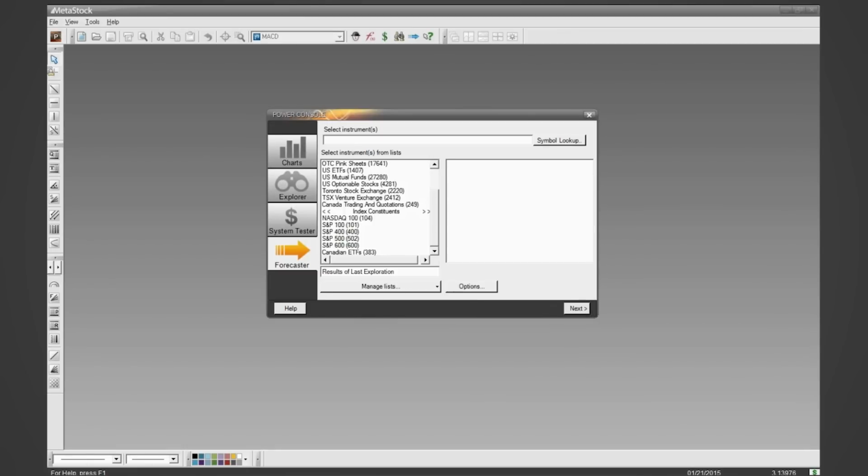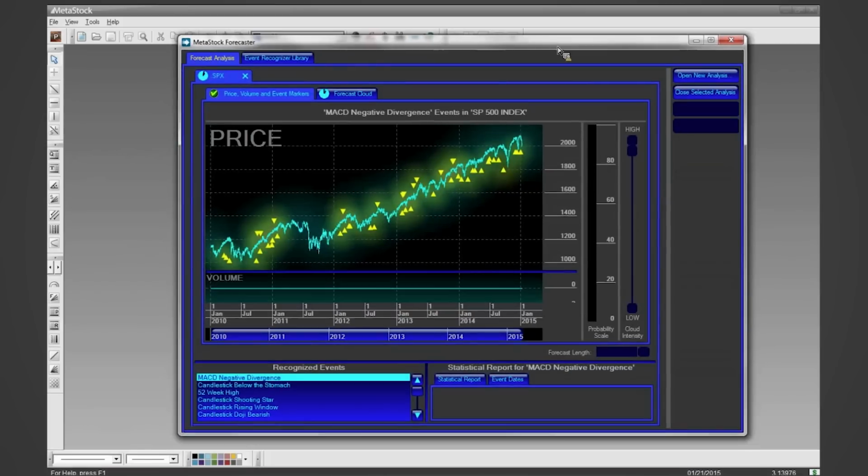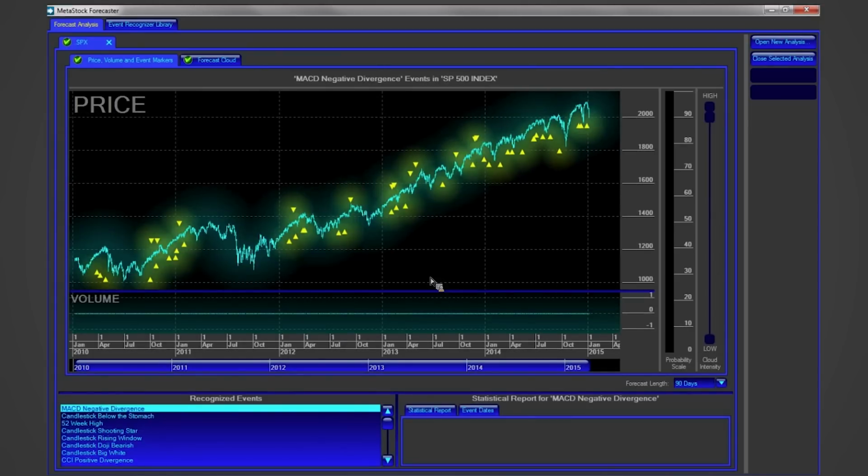So let's say, for example, we were looking at Priceline, I think, was one of our examples, or Citrix Systems. What does price tend to do after you have that entry or exit signal? That's what the Forecaster can help us do. It helps us understand the direction of price after we have a technical setup.